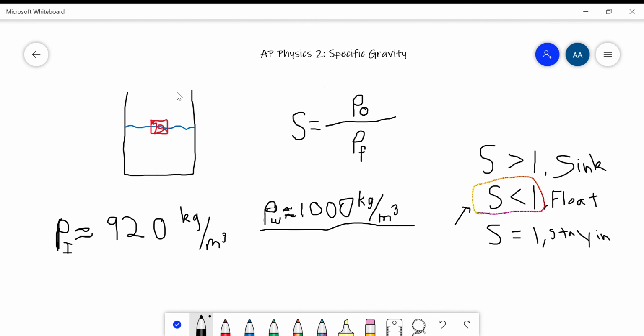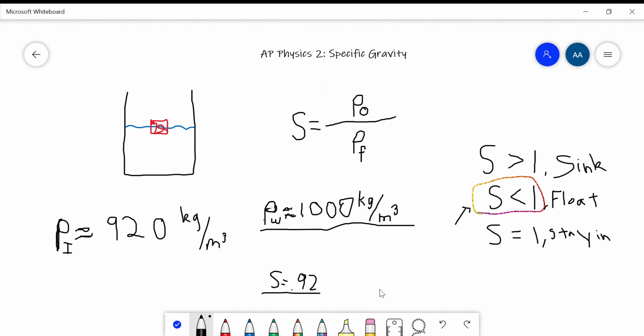We put that into the equation. The object is ice, the fluid is water, which doesn't change in density, so it's 920 over 1000. Based on this, we can say that the ice will float because S is less than 1. The S specifically will actually be 0.92. That'll be your specific gravity. Again, no units. Once you've gotten that, you can determine something pretty cool.